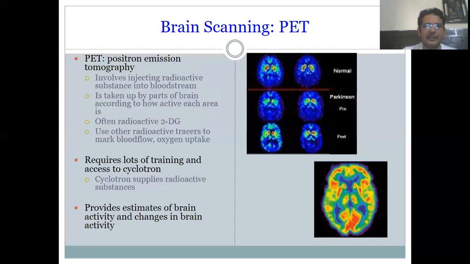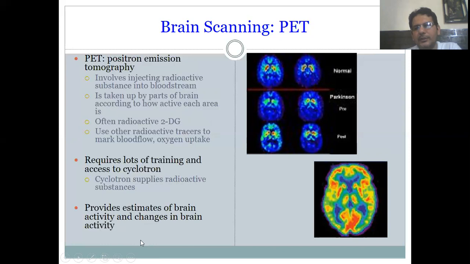So in a PET scan, we often use radioactive material. As I mentioned, 2-deoxyglucose is used, and we can use other radioactive tracers to mark blood flow or oxygen uptake. So we can use multiple radioactive materials in the case of a PET scan. It requires a lot of training and access to a cyclotron. So you put the person in a cyclotron, you need the training, and you have to supply the radioactive material, and it provides estimates of brain activity and changes in brain activity.